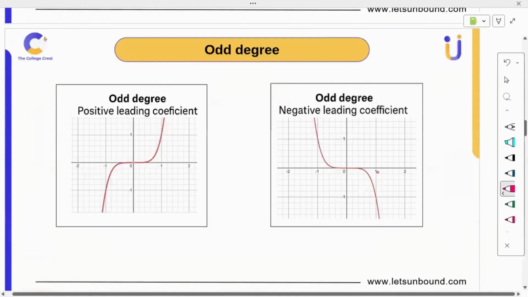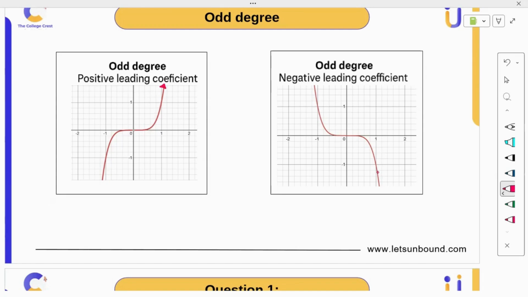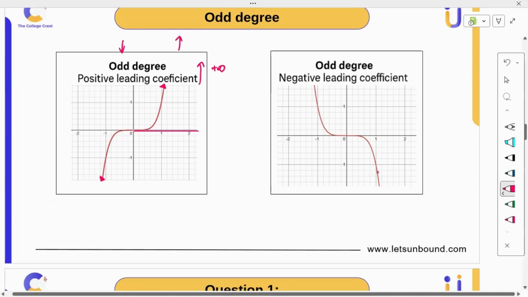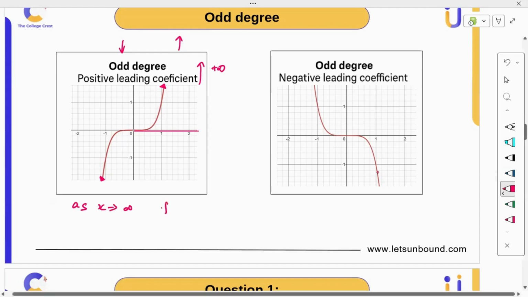Now, how do odd degree polynomials behave? Take an odd degree and positive leading coefficient. There will be a switch: one side is negative infinity and the other side is positive. As x tends to positive infinity, your graph is moving up, so right side up, left side down. Up means plus infinity, down means minus infinity. So let me write: as x tends to positive infinity, f of x tends to positive infinity.